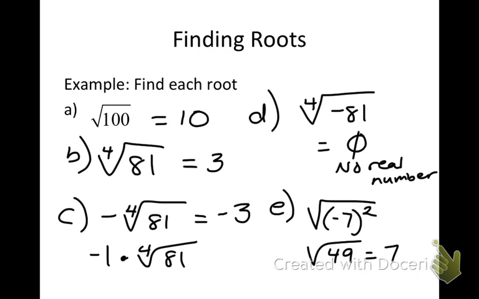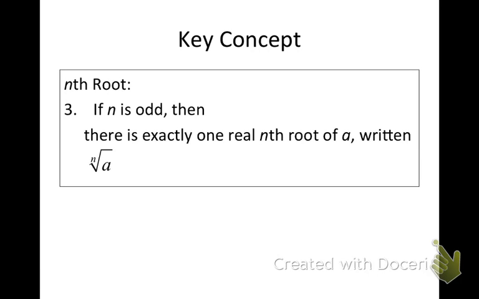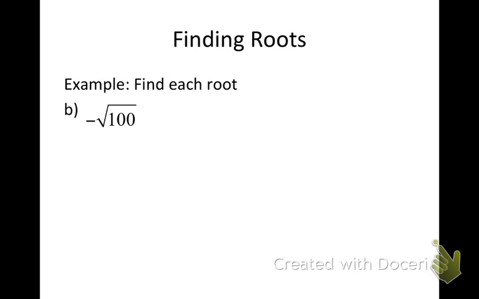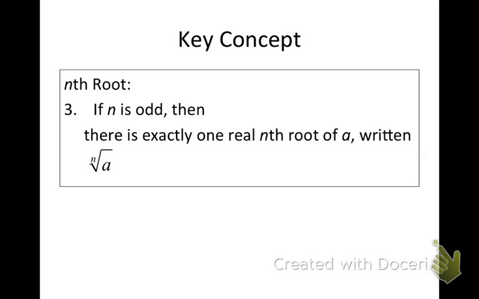Where it gets different is when it's odd. So for our third rule, if n is odd, then there are no restrictions. So then there is exactly one real nth root of a, which is written as the nth root of a.